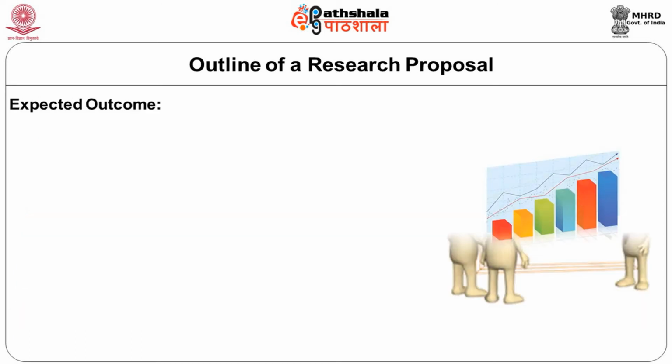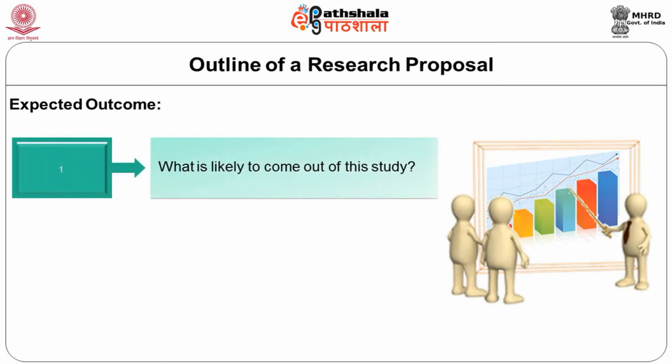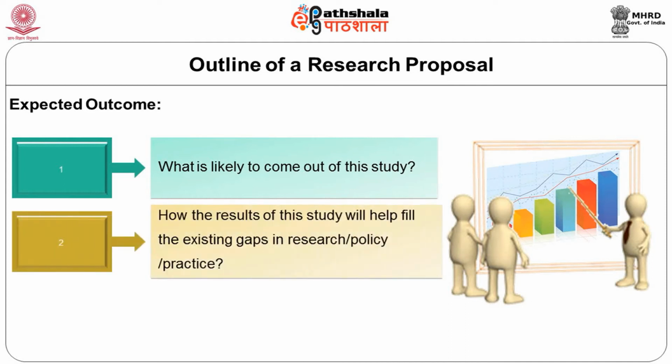Then comes the most important part of the research proposal, the expected outcome. In the expected outcome column, you have to write what is likely to come out of this study. At the end of this study, what do you expect would be your contribution to science, or your contribution to policy, or your contribution to the existing knowledge. That has to clearly come out very crisply, probably not more than a paragraph or so. How the results of this study will help fill the existing gaps in research or policy or practice. That's what I said should very clearly be part of the expected outcome.